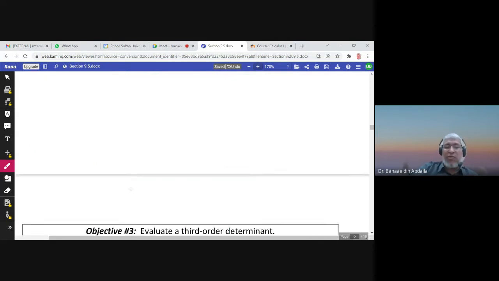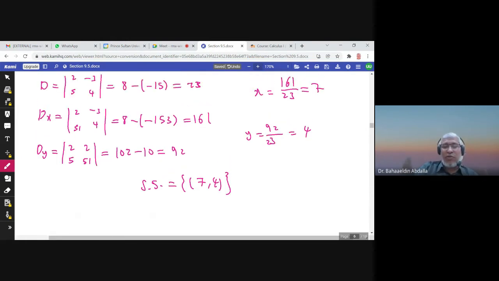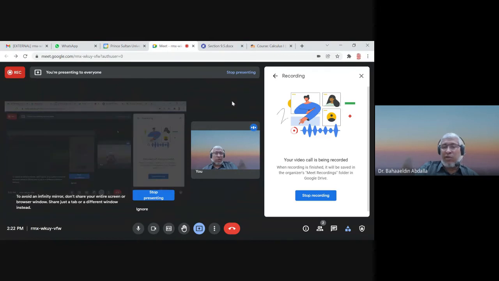So this is how to find the determinant of a 2 by 2 matrix, and how to use Cramer's rule for a 2 by 2 linear system.